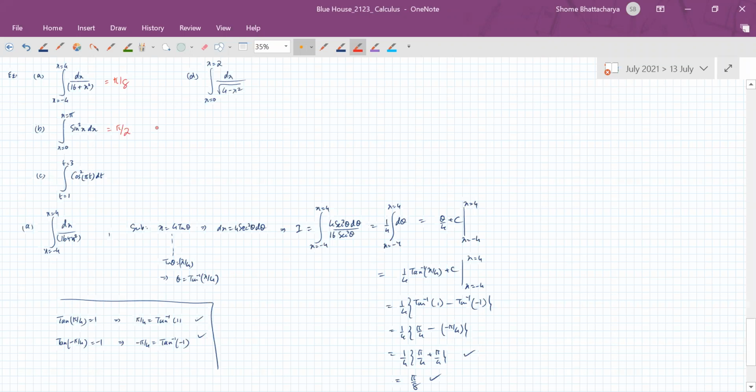Now the third one is very similar, but there is that extra term pi inside. It's like cos square pi t. T is the variable, pi is a constant.